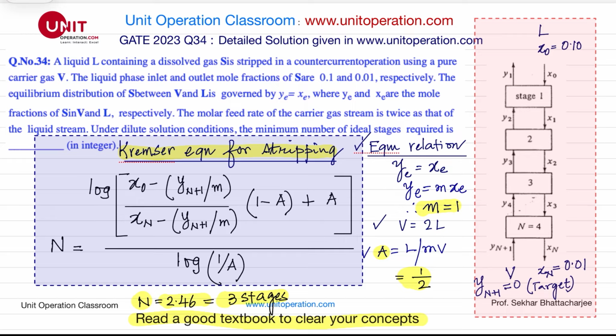We are discussing now GATE 2023 question 34, and my name is Shekhar Bhattacharjee. A liquid L containing a dissolved gas S is stripped in a counter current operation using a pure carrier gas V. We'll discuss more about the absorption and stripping operation in the next slides. But basically, what is happening here?